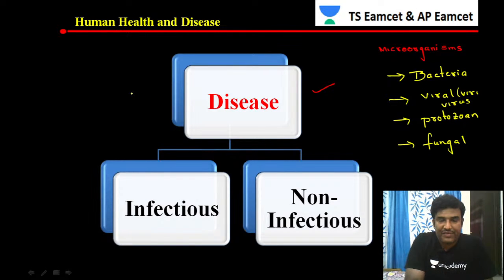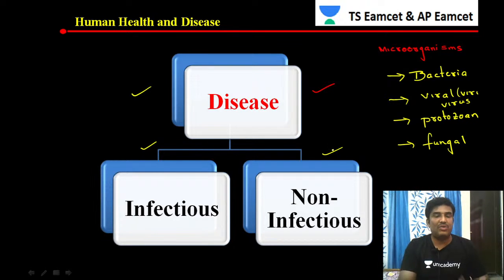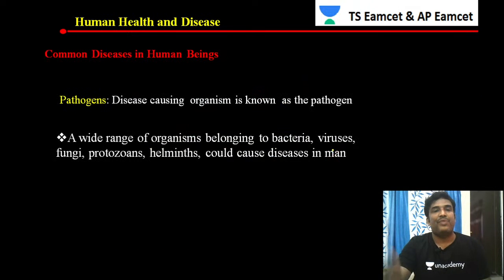If you see the diseases, diseases are of two types: infectious disease and non-infectious disease. In the previous class we have seen about health. Now let us see about diseases, which are classified into two types. Let us see what is infectious disease and what are non-infectious diseases.